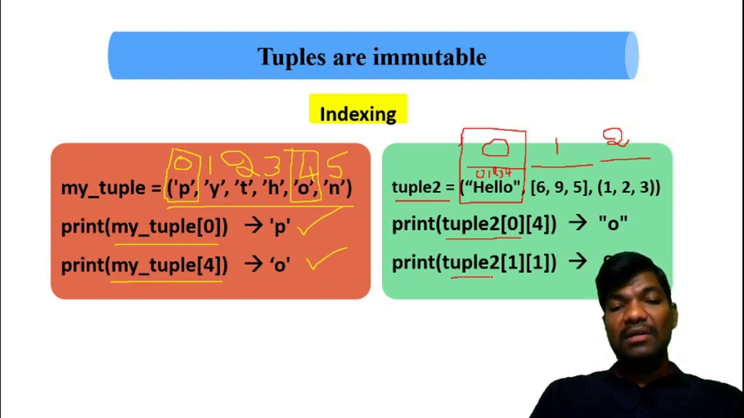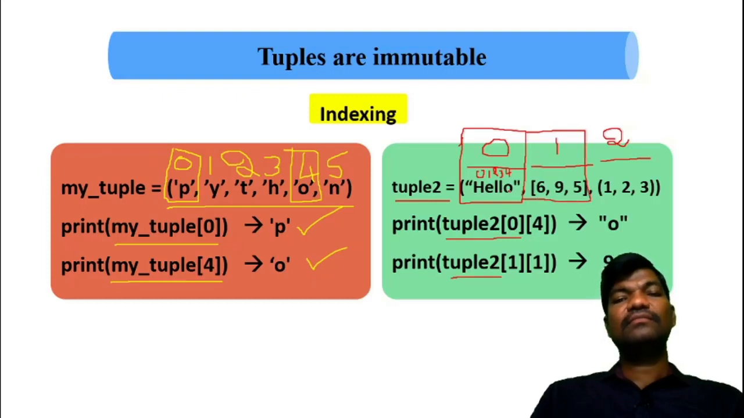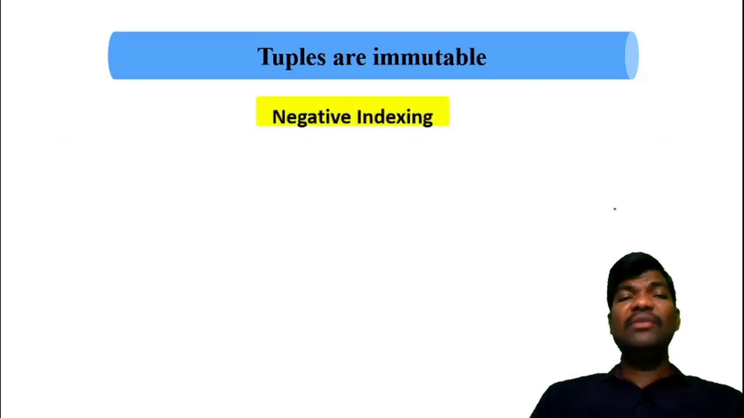Second one, tuple 2 of 1 comma 1. So what is the first one here? This is the first one. Another one here. So this is 0, this is 1. So 9 is selected, right? That is indexing.